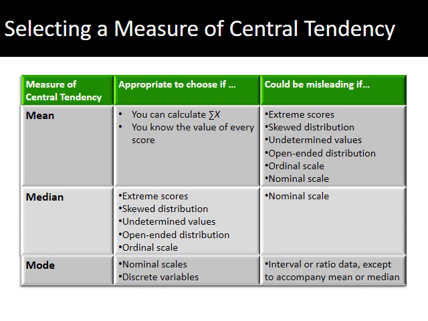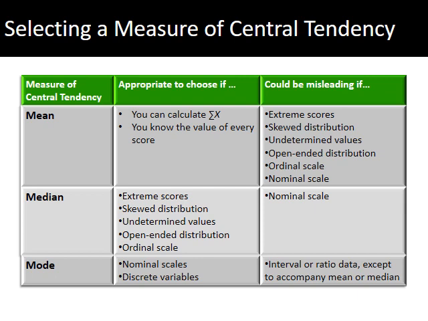Okay, so we've covered 3 measures of central tendency: the mean, the median, and the mode. The mean is generally considered to be the best representation of an average. That's the most commonly found central tendency measure in the scientific literature, probably. It's appropriate to choose if you can calculate the sum of all the scores and you know the value of every score. But it could be misleading in the case of extreme scores, skewed distributions, undetermined values, open-ended distributions, or when you're dealing with ordinal or nominal scales.